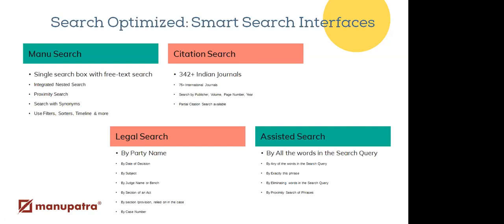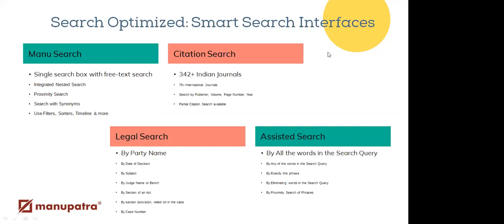Now you have a citation that is from an international university or an international journal, and you want to get the proper judgment on Manupatra so that you can print it out, use it in your court, use it in your moot, or use it in your own studies. All you need to do is type it into the citation search that we provide, and you will get the exact relevant judgment.